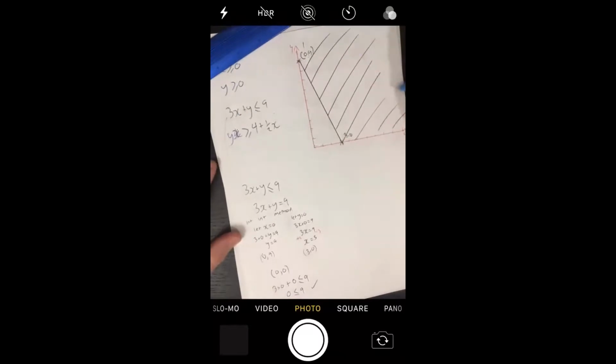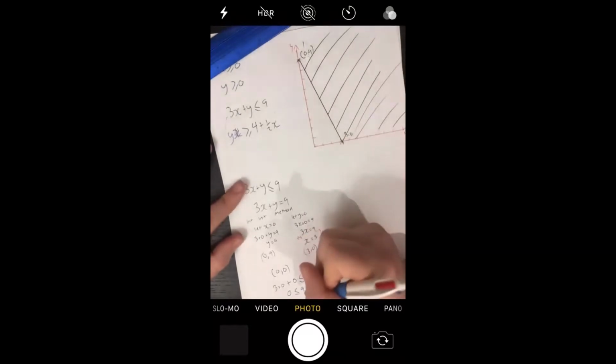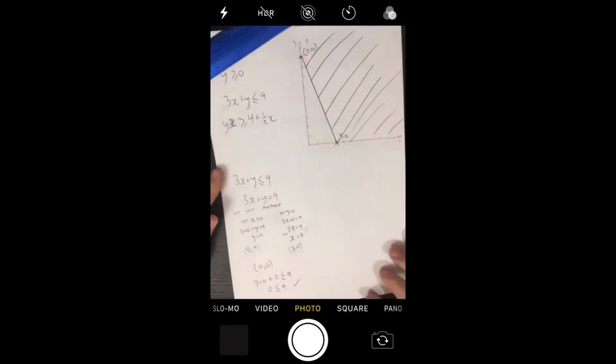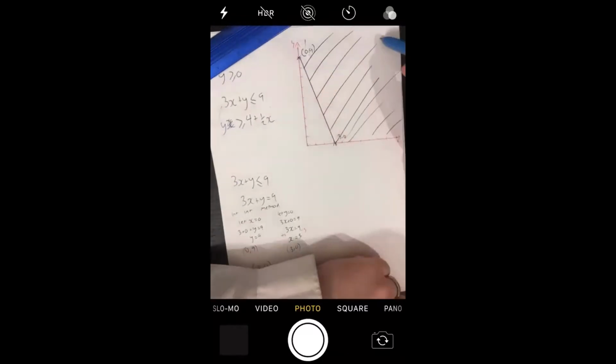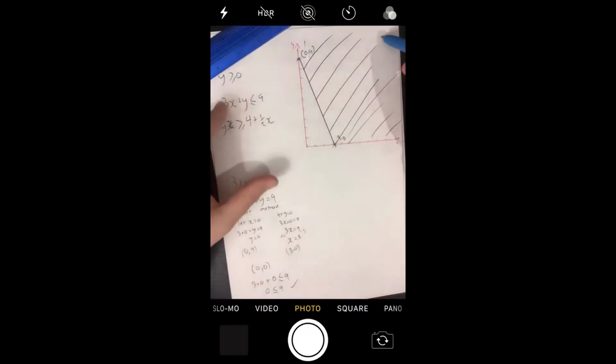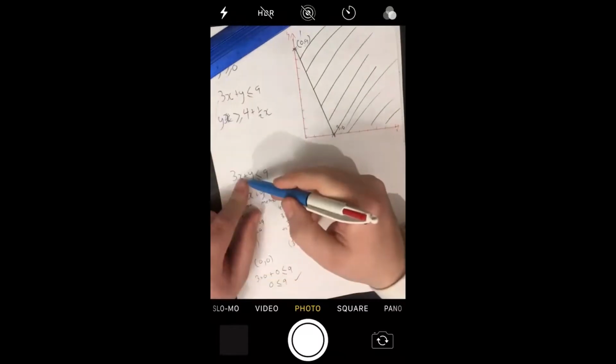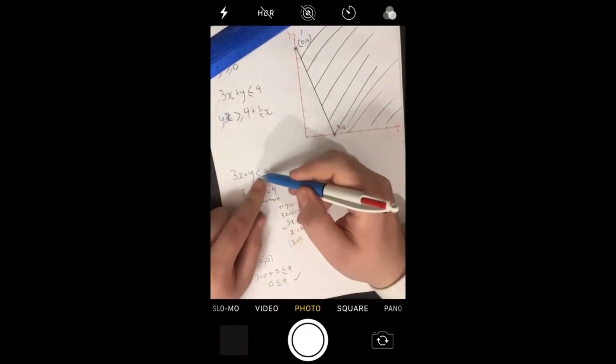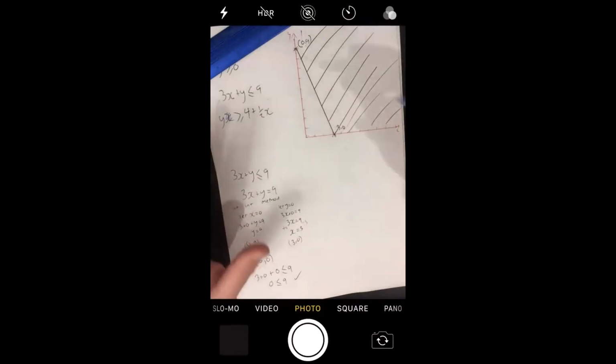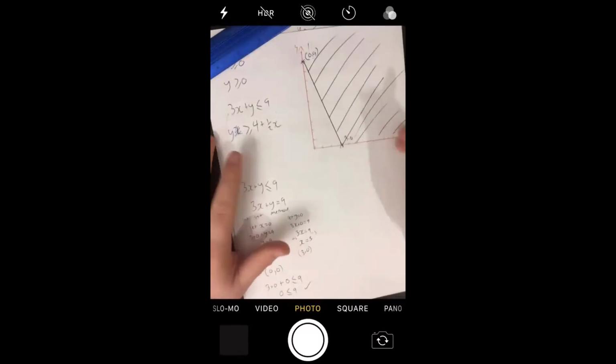All of these on this side will fail this rule. I can choose any point, say 10, 10. If I choose 10, 10, 3 times 10 is 30, plus 10 is 40. Is 40 less than or equal to 9? No, it's not. That's why only this region here works.